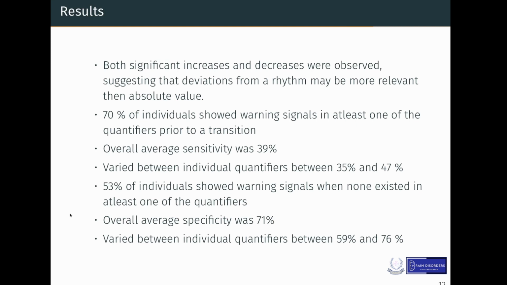Overall, we found that our sensitivity was 39%. In individual quantifiers, also, it wasn't particularly great. It moved between 35 and 47%. And the next bit, which is the part I was talking about, is that 53% of individuals showed warning signals when none existed. We expected that no warning signals would show up, but 53% of individuals actually showed warning signals. And the overall specificity was 71%, which is not bad, and varied between individual quantifiers from 59%, so some were particularly bad, to 76%, some were pretty good.